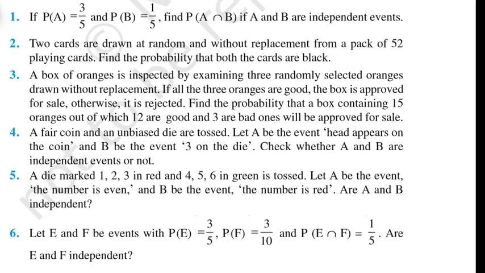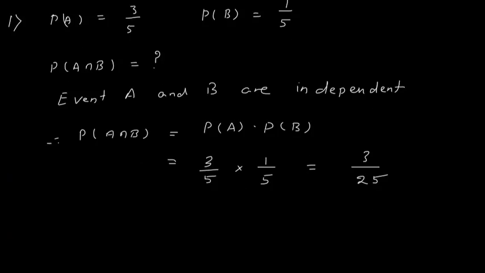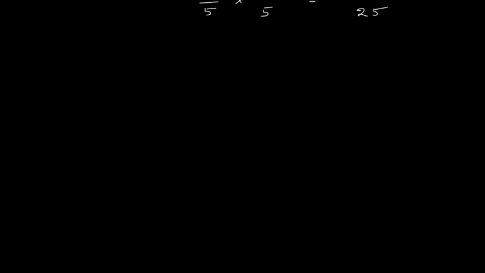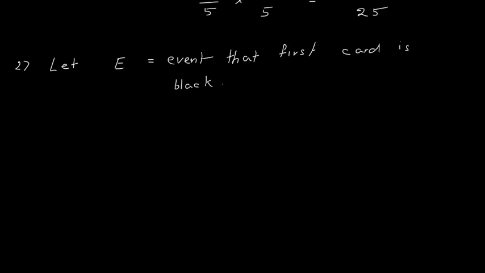Okay, so here I will define two events. In the second problem, I will say let E be the event that the first card is black, and F is the event that the second card is black.